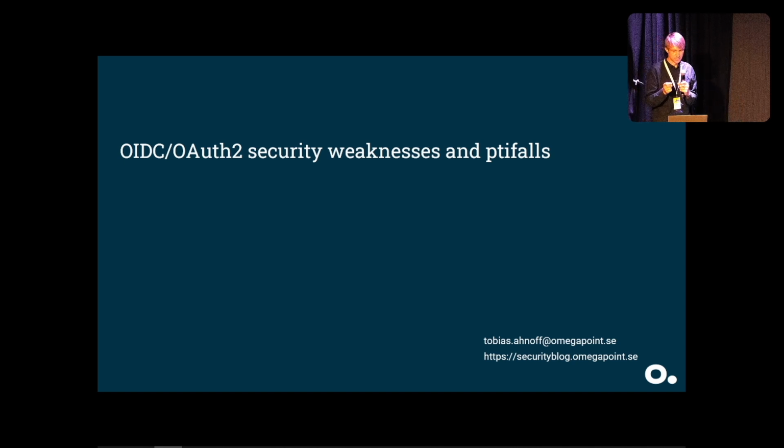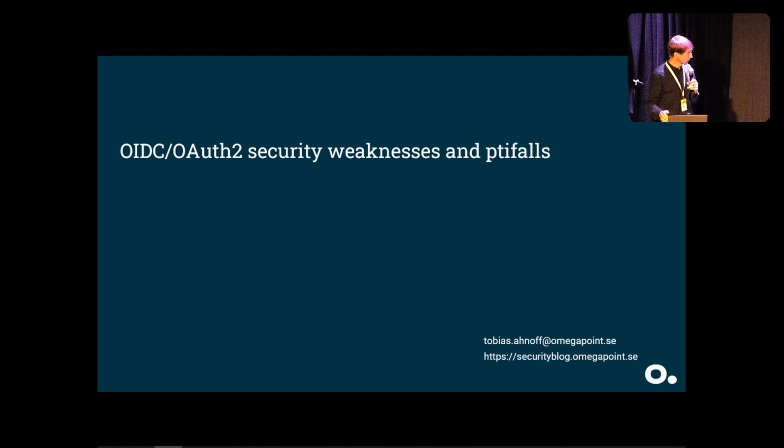This talk is about security weaknesses and pitfalls, mistakes that are easy to make, even if you have done your best and know the specs. I'm Tobias, and I'm from Omegapoint Gothenburg, and we do penetration tests and security reviews. But my colleagues and I also work as developers, writing and maintaining code and helping teams with application security. So together we have a strong background in both attacking and building systems with OAuth and OpenID Connect.